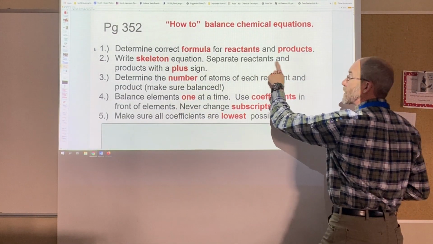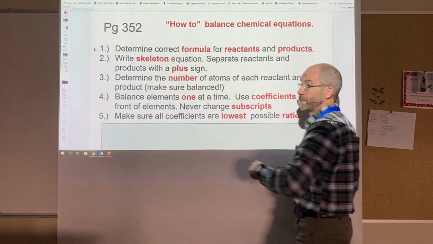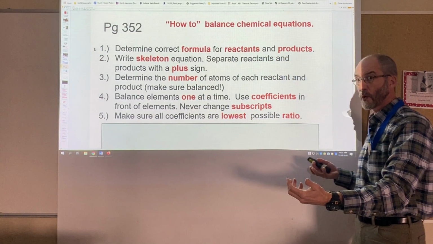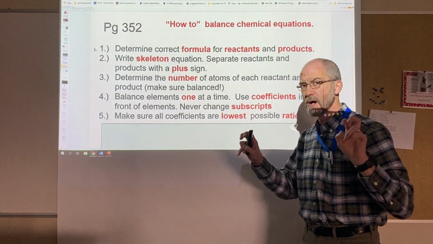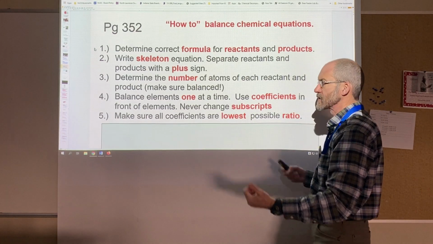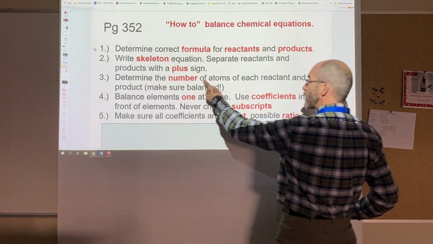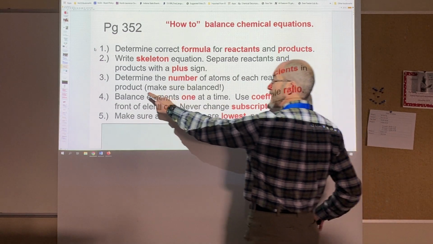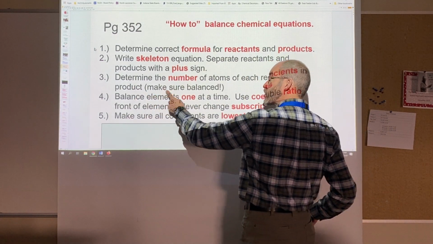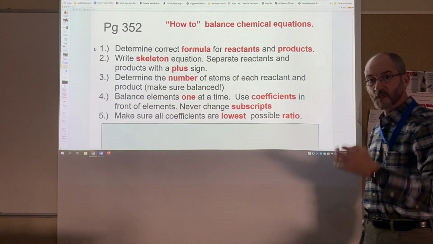You're going to separate the reactants and the products with a plus sign, all right? So you're going to have a skeleton equation, and as you know, the skeleton equation will be bare bones, so it will not be balanced. You're going to determine the number of atoms of each reactant and product, and you're going to make sure that it is balanced. That is the key.